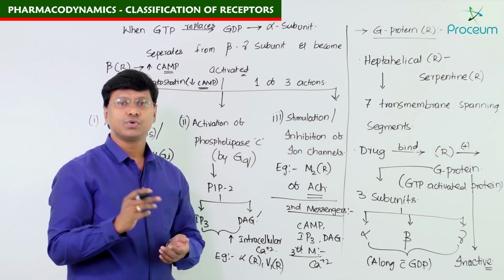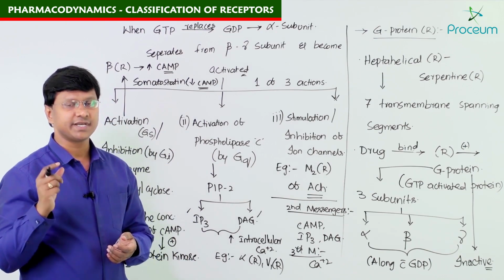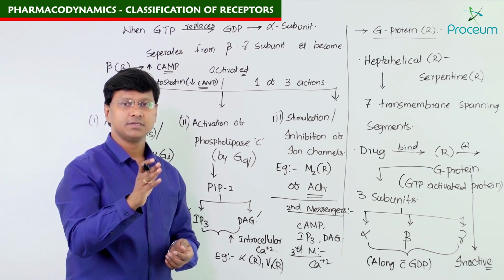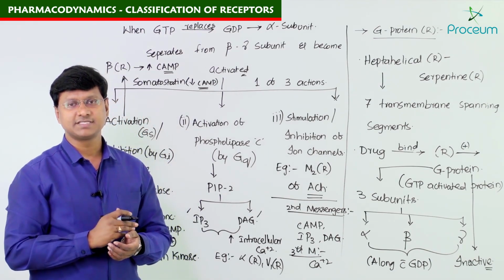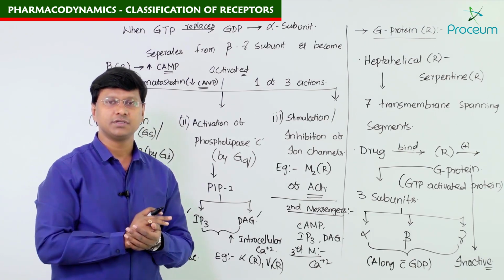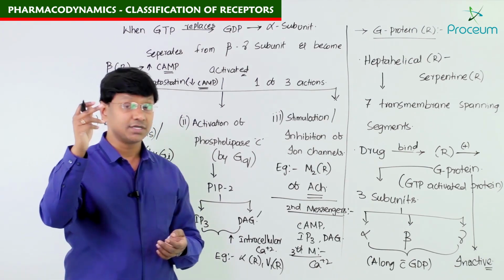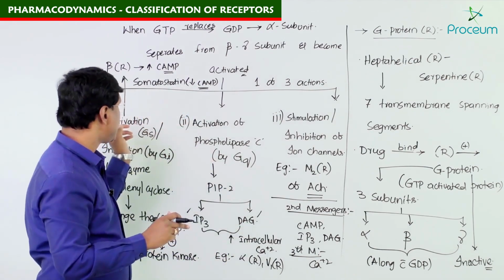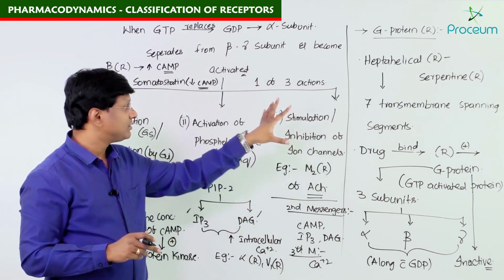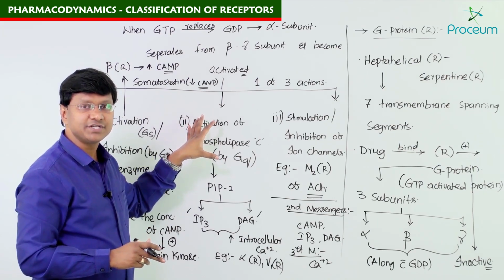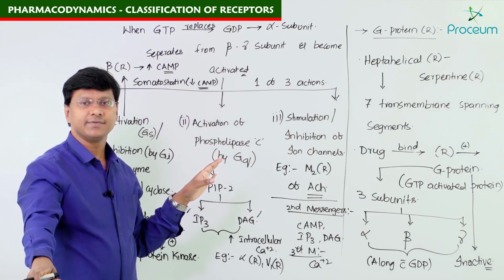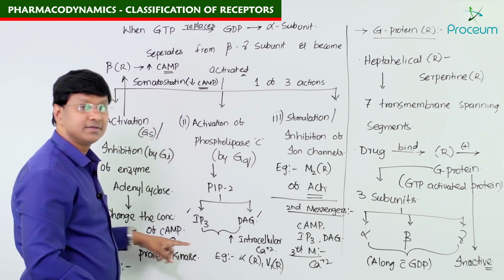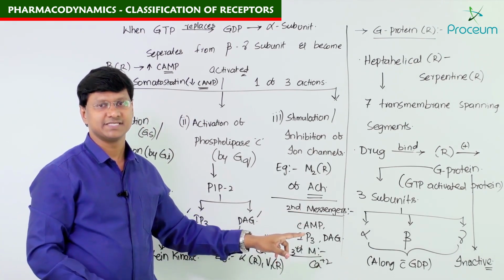Now, what do you mean by second and third messengers? Remember, once the drug comes and binds with the receptor, it will not directly show the pharmacological action. The drug binds with the receptor and activates either of these. This will send the information to the nucleus via these second messengers as well as the third messenger.